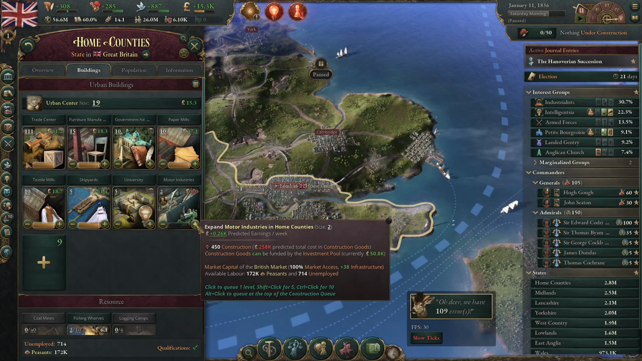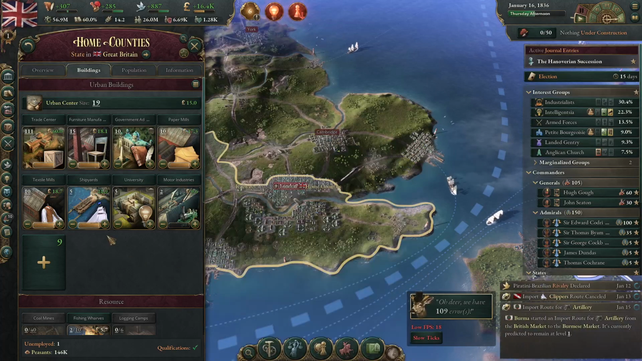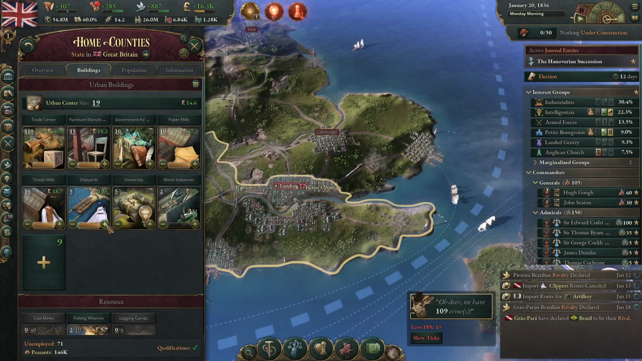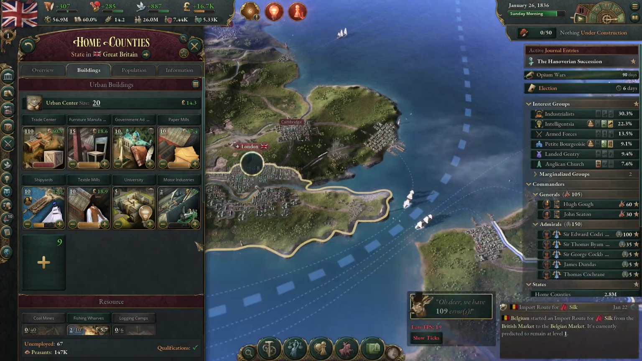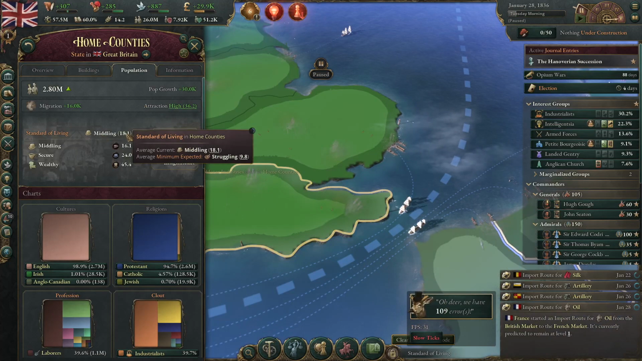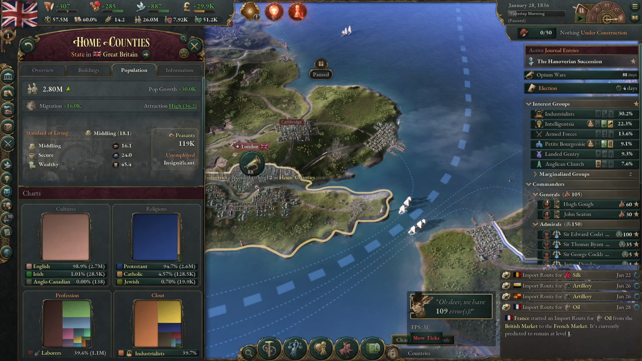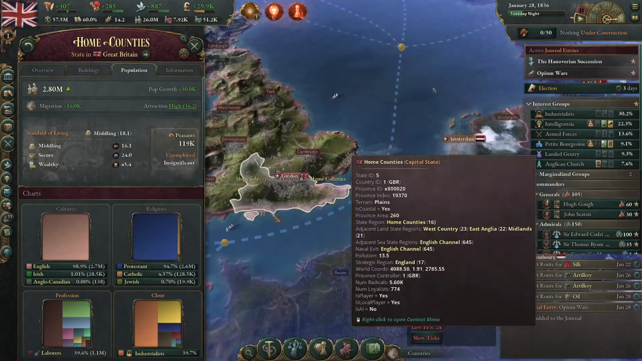That'll help us grow our economy through migration. We're right now just adding high productive states or buildings. The reason being that by adding high productive buildings, we're going to increase the local standard of living by quite a lot. Yeah, they will eat their opium and they will like it.